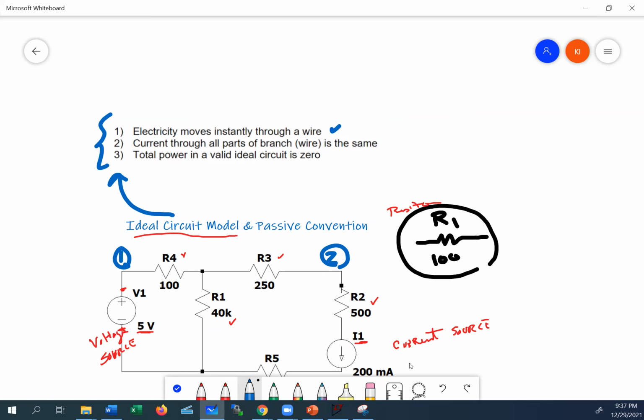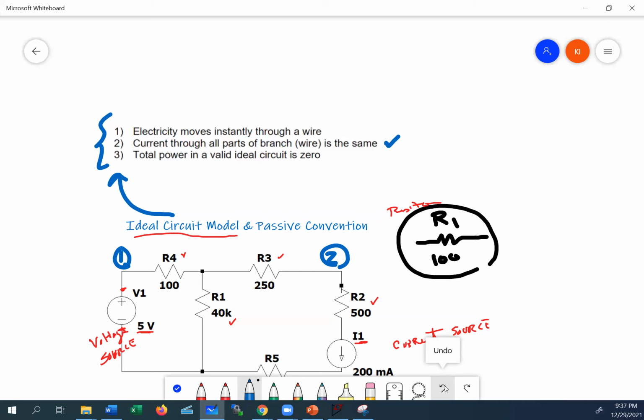So what the ideal circuit does for us is basically these are the assumptions for an ideal circuit, which allows us to do a bunch of things without having to worry about the complexity that comes from these various things. The second assumption says that current through all parts of a branch or a wire is the same. So what does that mean?